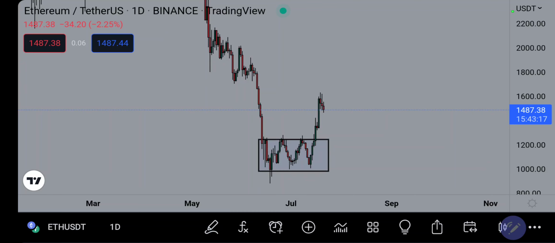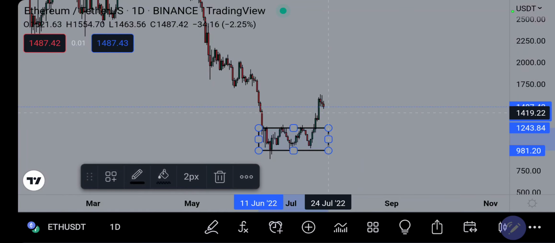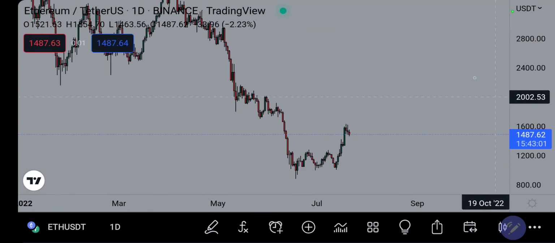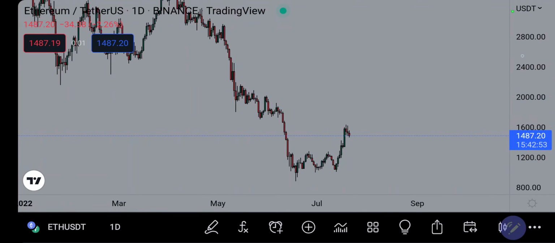So today the pair that we're going to be analyzing is ETH, and we're going to start from the daily time frame, as the name suggests, right? So what can we see on the daily time frame? The first thing that comes to our attention is the fact that the market has been bearish, right? You can see the market has been creating lower lows and lower highs for the past couple of months now.